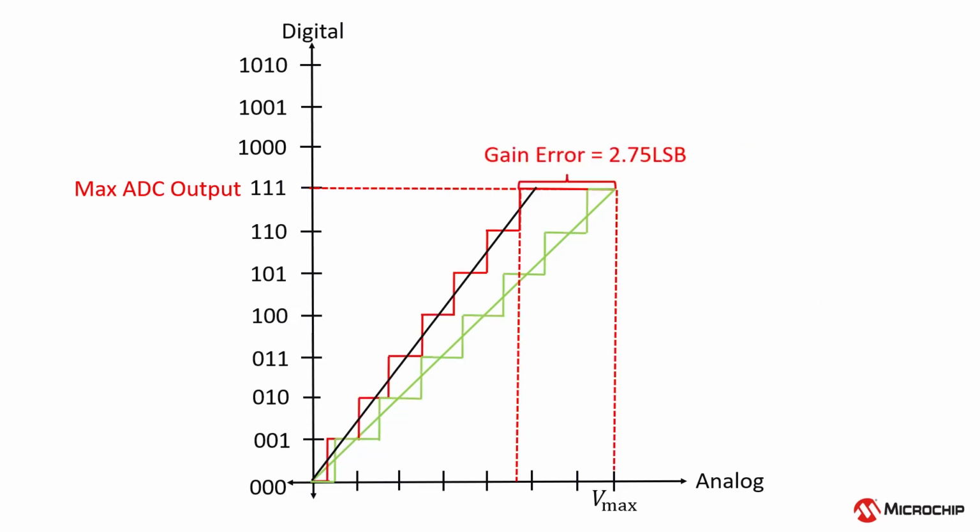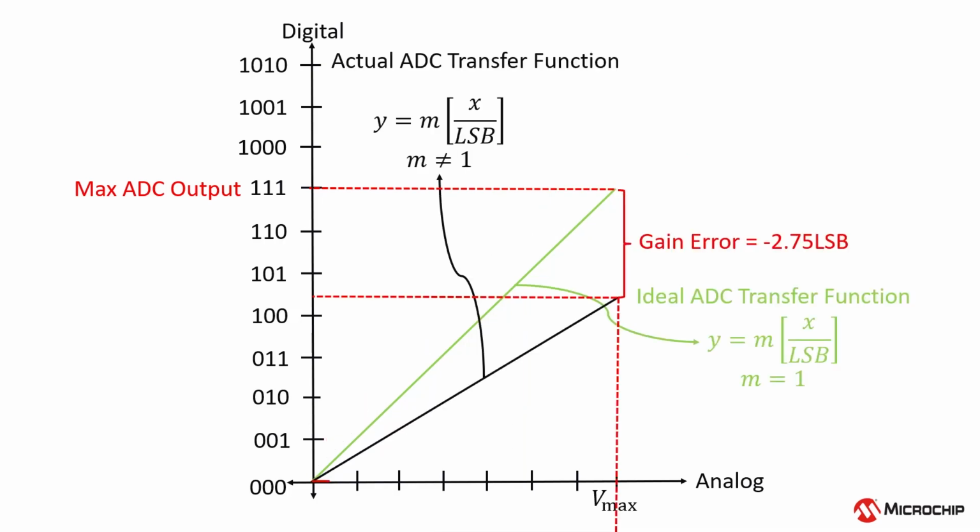What impact does this have on your system? In this case, the maximum ADC output will be reached at an input voltage that is less than the maximum ADC input voltage. If we had a slope that was less than 1, we see that the ADC would never reach its maximum ADC output.